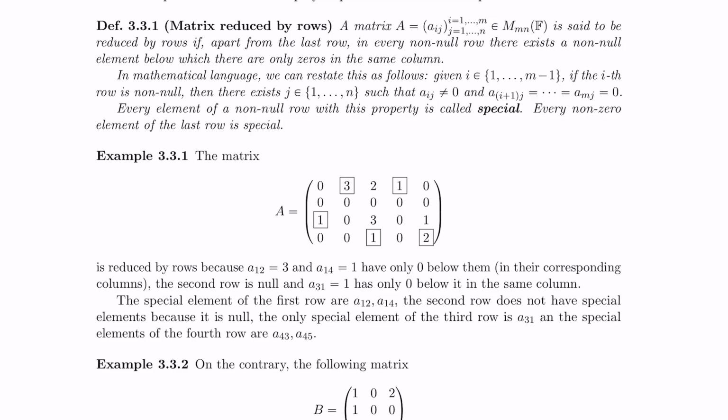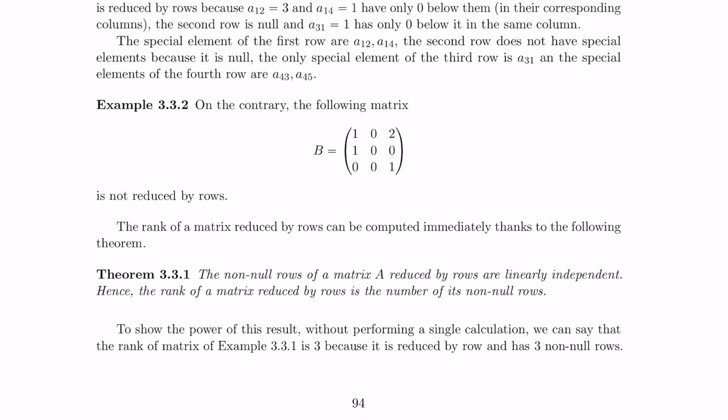Let's now see an example of matrix which is not reduced by rows. Let's consider the first row. We have that under 1 in the same column, we have the presence of a non-null entry. The second entry in the first row is 0, so we don't consider it. Finally, we have that under the third entry of the first column, which is not 0, there is a non-null entry. Hence, B is not reduced by rows.